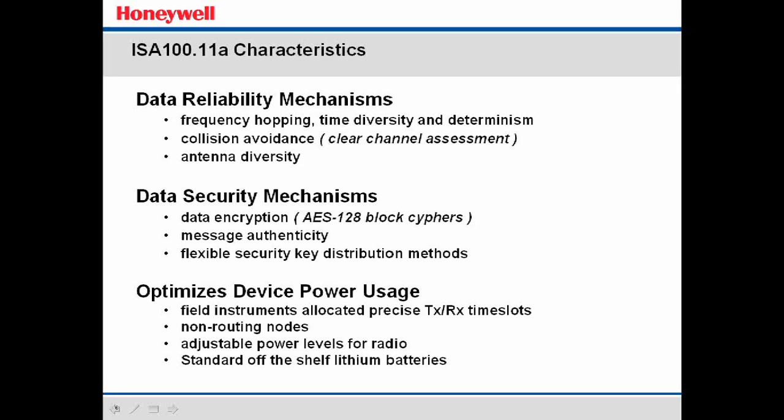The data security mechanisms that are built into this protocol: it uses 128-bit block AES ciphers. That's industry best for encryption. Message authenticity checks. There is a back and forth on every message that's sent to ensure that the correct device is who sent that message. And flexible security key distribution methods. There is a manual intervention, a human intervention, to allow every single device onto this network. There is no automated process. There is no way to circumvent that.